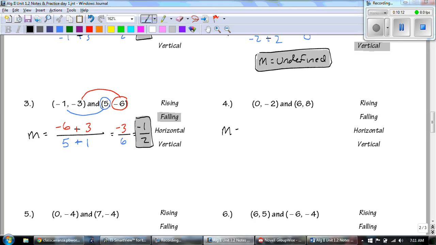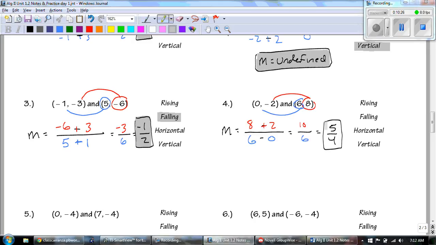All right, number 4. Why don't you pause the video and see if you can set it up on your own. Good luck. Okay, well, I set it up and then I actually started to solve. So on the top, 8 plus 2 is 10. On the bottom, 6 minus 0 is 6. And then, ooh, good thing I double checked this, because that's not 5 over 4, it's 5 over 3. Okay, so that is a positive slope. Remember, we want the fraction. Okay, so that is rising.